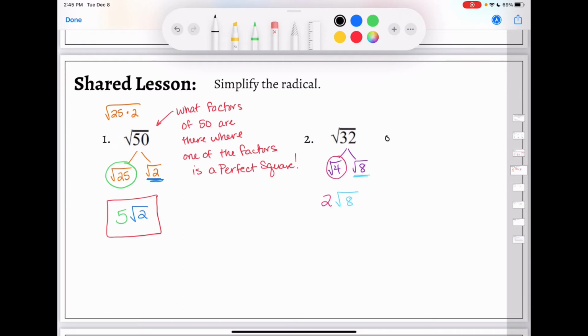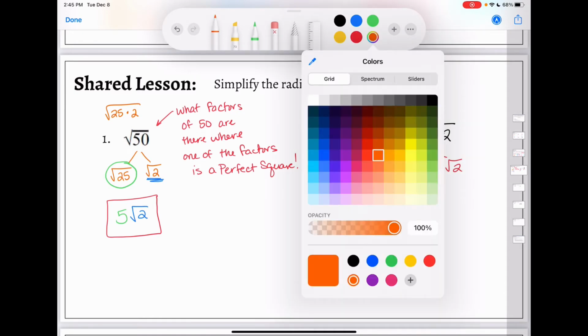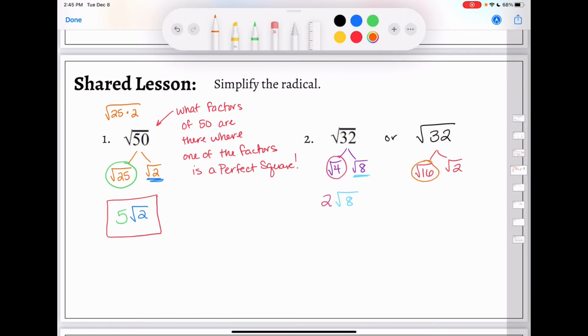Now, you could have done this another way as well, right? Maybe you didn't see that the factors were 4 and 8. Maybe you saw the factors could have been the square root of 16 and the square root of 2, right? 16 times 2 gives me 32. Well then, square root of 16, that's a perfect square. So the square root of 16 is 4. 2 is not a perfect square, so that stays inside as radical 2. Now the problem is, these two should simplify to be the same thing. So what's wrong?